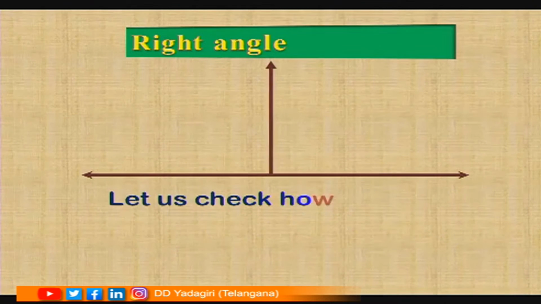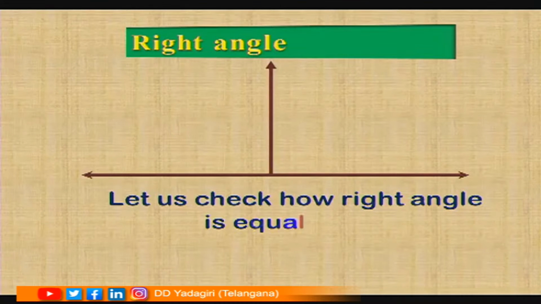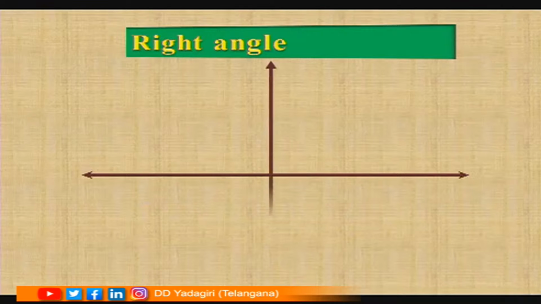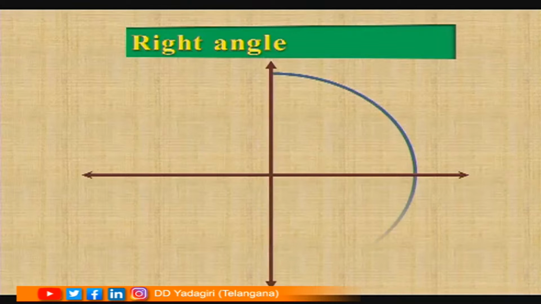We are going to check the angle between those two lines, whether it is a right angle. If it is a right angle, to what angle is it equal? So, let us check how a right angle is equal to 90 degrees. Now, I am extending that perpendicular line even down. Let me draw a circle like this.